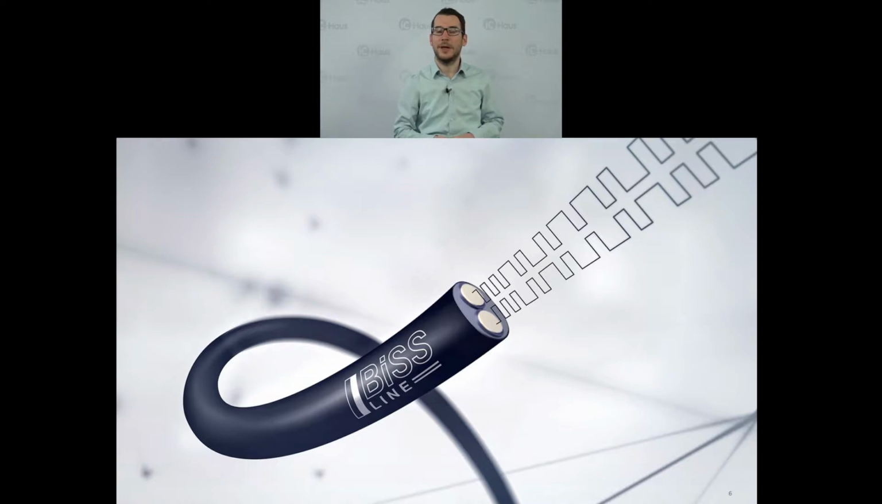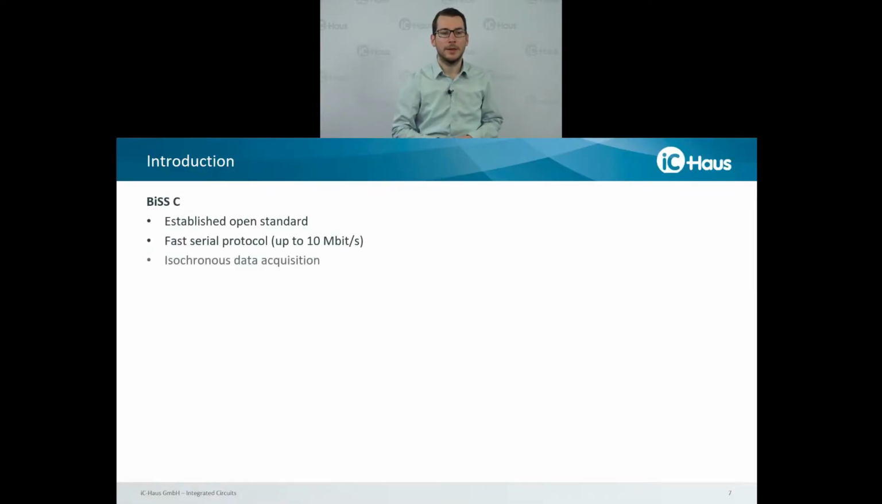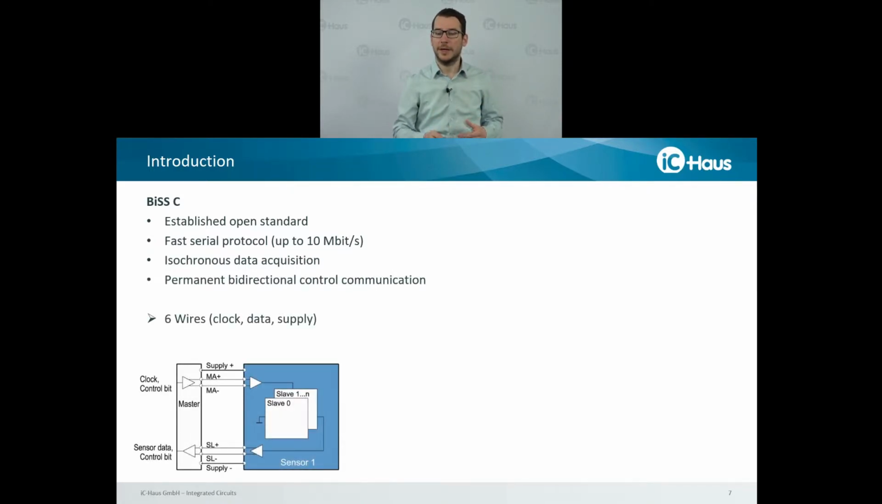So let's start with the BiSS Line protocol. First of all, I would like to check the established and available BiSS C protocol. It is a fast serial protocol for isochronous data acquisition and enables a permanent bidirectional control communication, which can be used to configure and calibrate connected BiSS C sensors and actuators. BiSS C requires 6 wires. There's one differential pair of wires for the clock signal transmitted from the BiSS master to the BiSS slave, one differential pair for the data transmitted from the sensor back to the master, and there are 2 wires for the supply voltage.